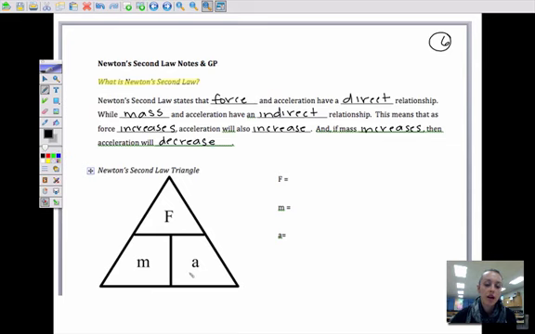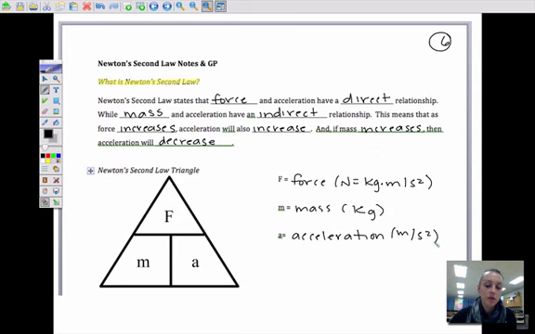So our Newton's second law triangle looks like this, where F is on top and M and A are next to each other. F is going to stand for force, and that unit is in newtons, which is equal to a kilogram times meters per second squared. M stands for mass, and that'll always be in the kilogram. So if you're ever given something in grams, you're going to have to convert to kilograms. And A stands for acceleration, and that'll always be in meters per second squared.